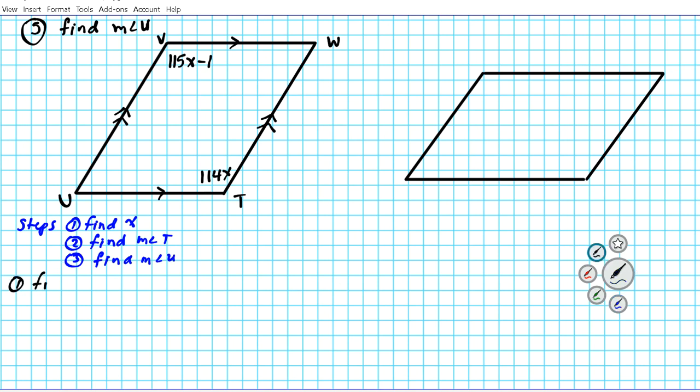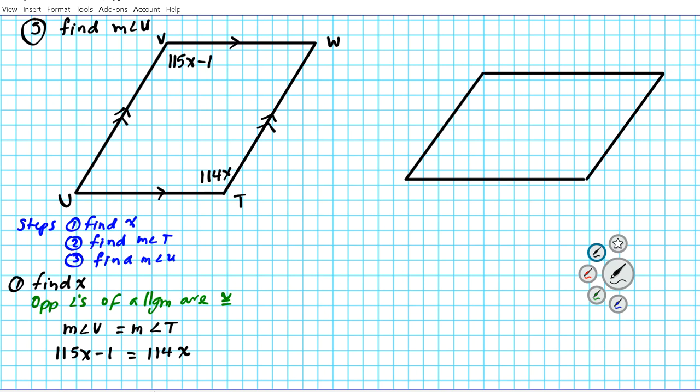Let's find x. So to find x, what do we know? These two are opposite angles, right? Opposite angles of a parallelogram are what? Opposite angles of a parallelogram are congruent. So that helps us to see that the measure of angle V is equal to the measure of angle T. So we substitute, we have 115x minus 1 is equal to 114x.